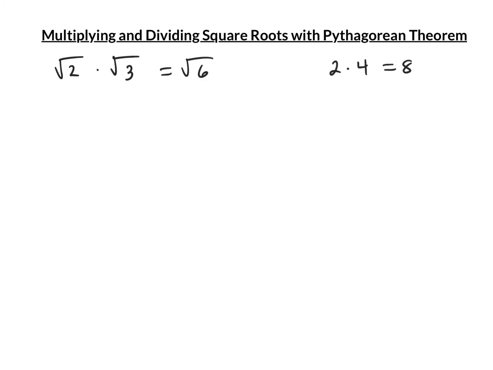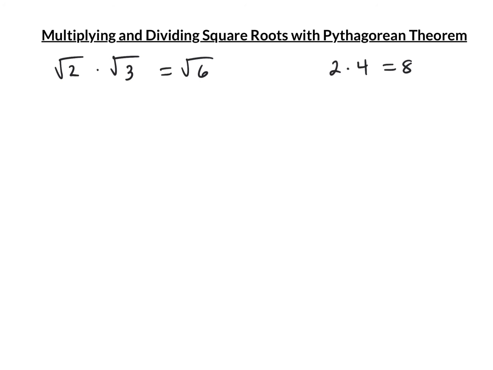Multiplying and dividing square roots. Also, we're going to take a look at the Pythagorean Theorem. So far, we have multiplied roots. We've taken root 2 times root 3 and gotten root 6. I want to point out that since you can multiply roots, you can also divide them.